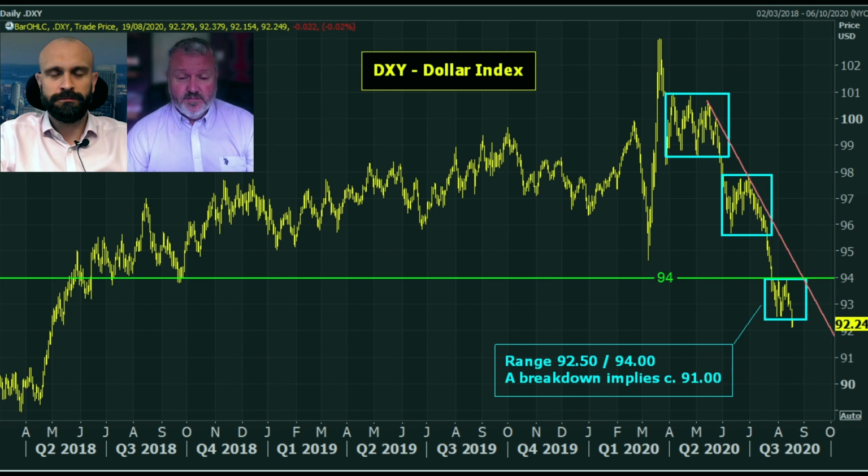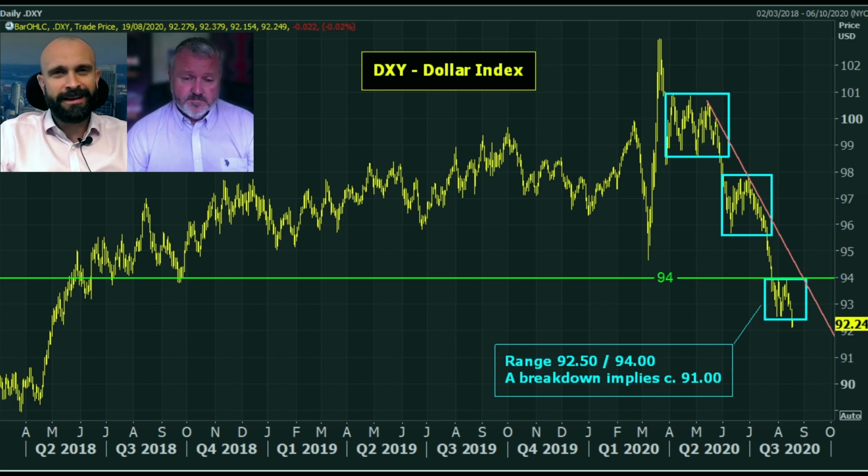You had those consolidation periods and these explosive, impulsive moves lower that you've highlighted here in the chart. We've broken down through previous support at 94, which then became resistance, and now we've just broken out again to the downside. And we were talking earlier, what do you think the downside target there for the dollar index is?